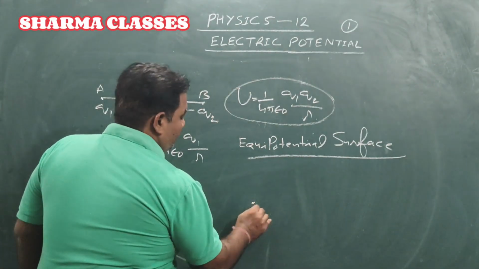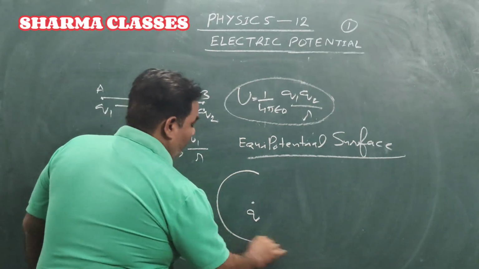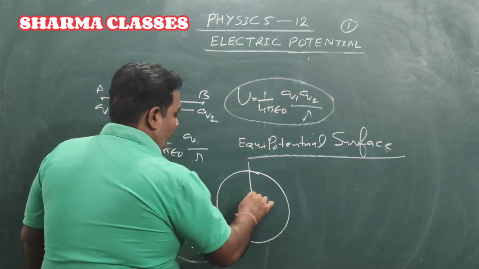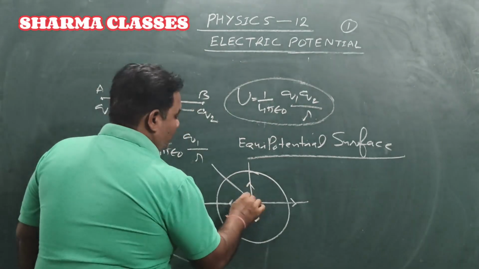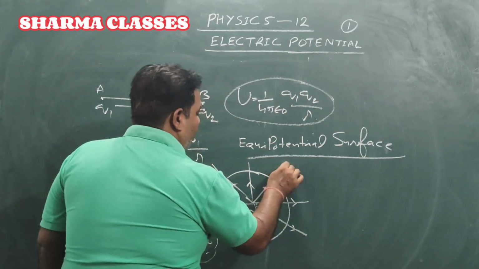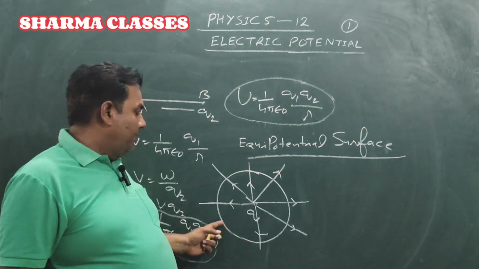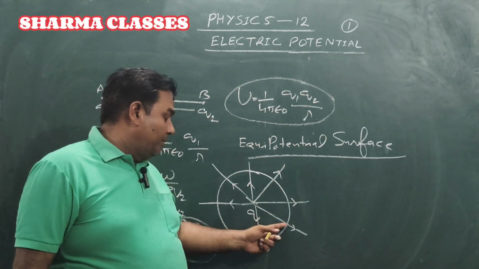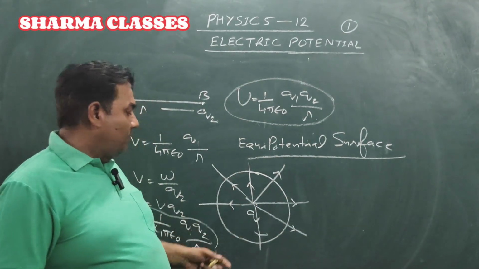Like here, this is a point charge, and when we take it as the center and draw a sphere of definite radius, this is an equipotential surface. When the electric field is non-uniform, the equipotential surface is spherical, with electric lines of force emerging. If the radius of this spherical surface is r, the potential at any point is 1 upon 4 pi epsilon naught q upon r. So the potential at all points is the same, that is an equipotential surface.